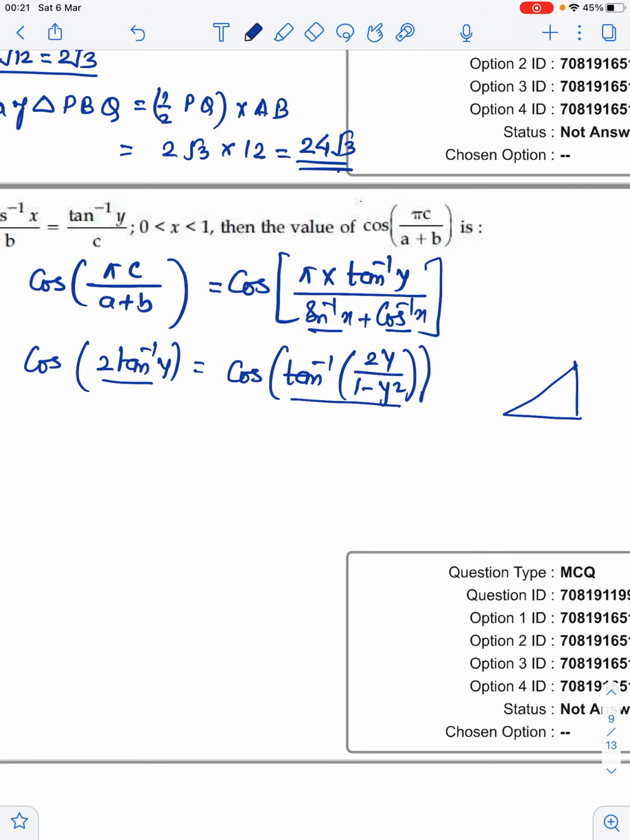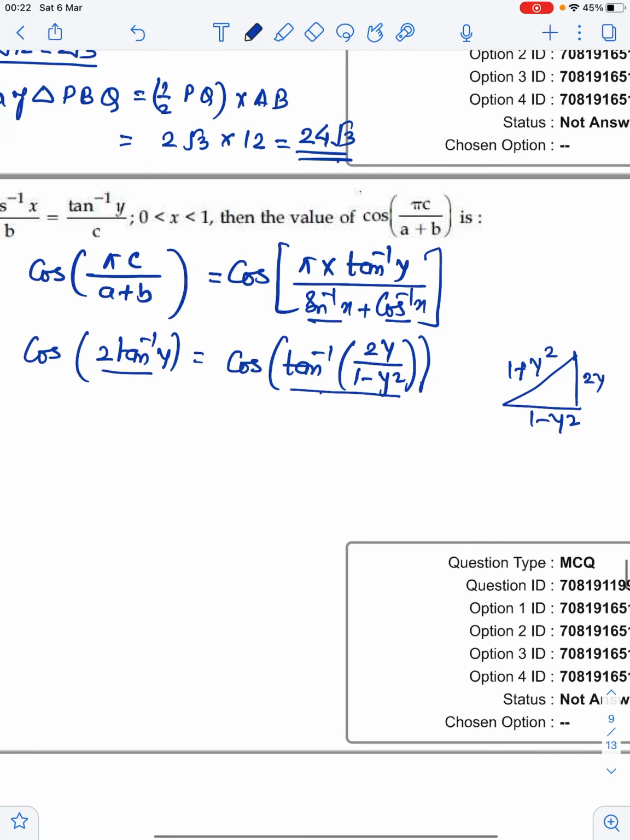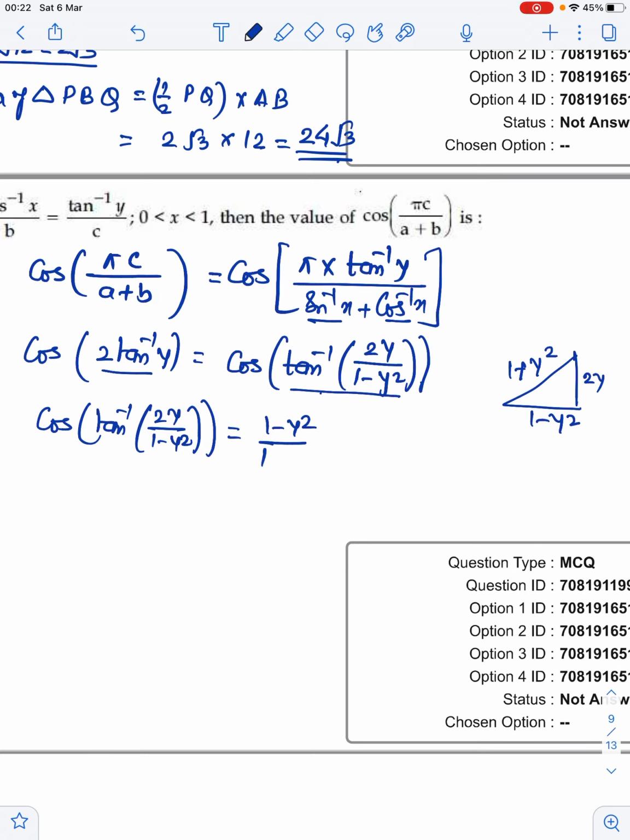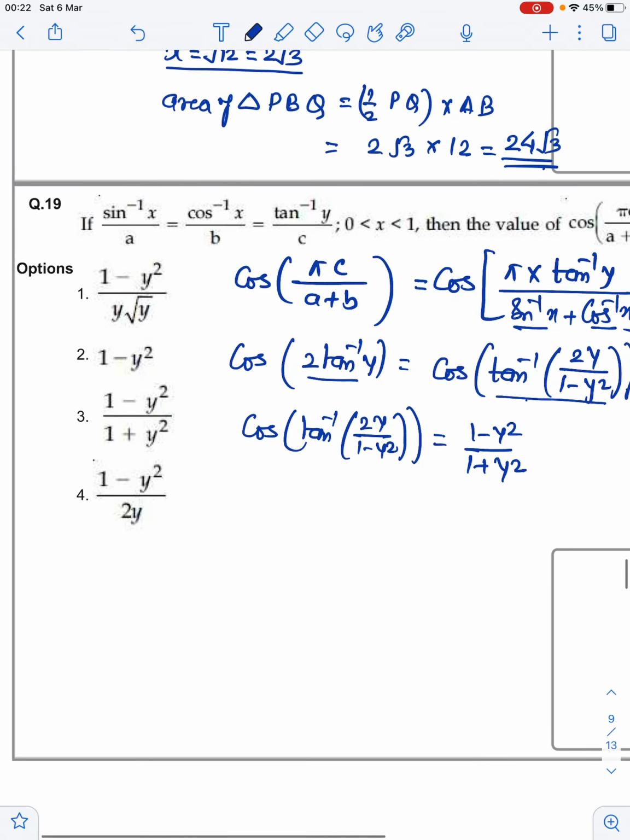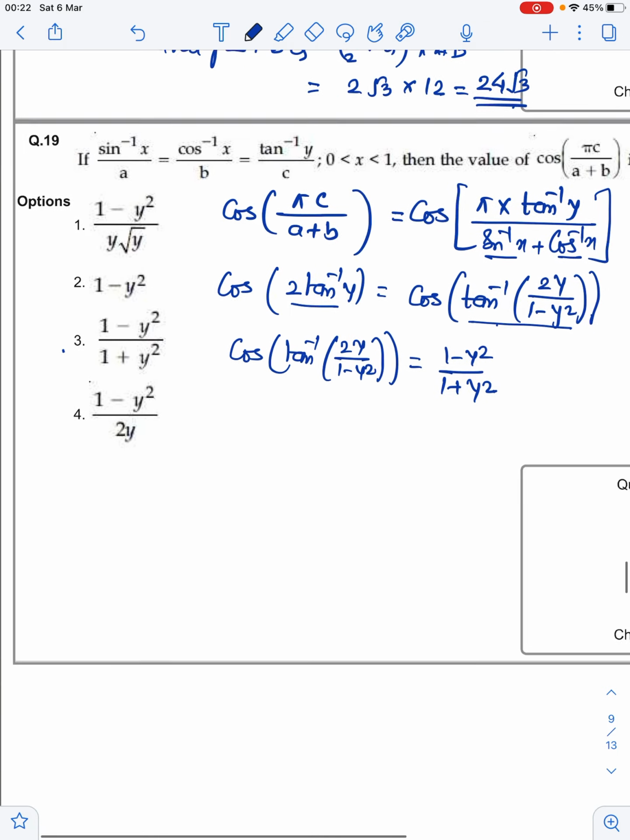So let us say this is theta. If this is theta, tan theta is 2y by 1 minus y square. We can get the hypotenuse as 1 plus y square. So we need to get cos theta. So cos of tan inverse of 2y by 1 minus y square comes out to be 1 minus y square upon 1 plus y square, which is clearly the third option.